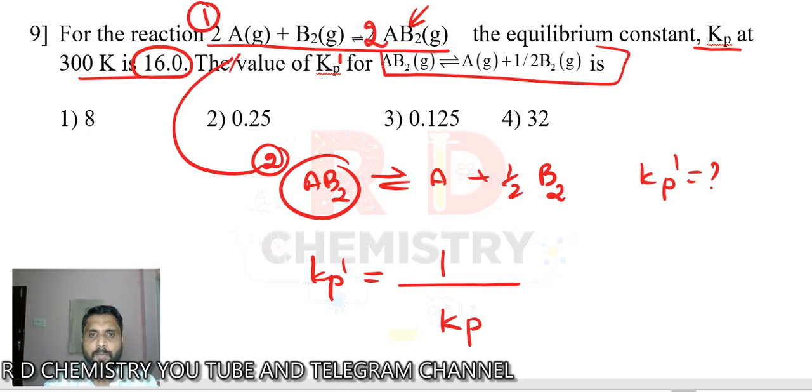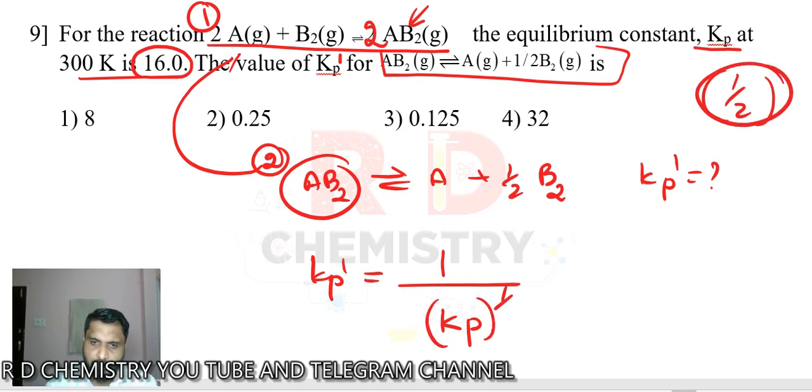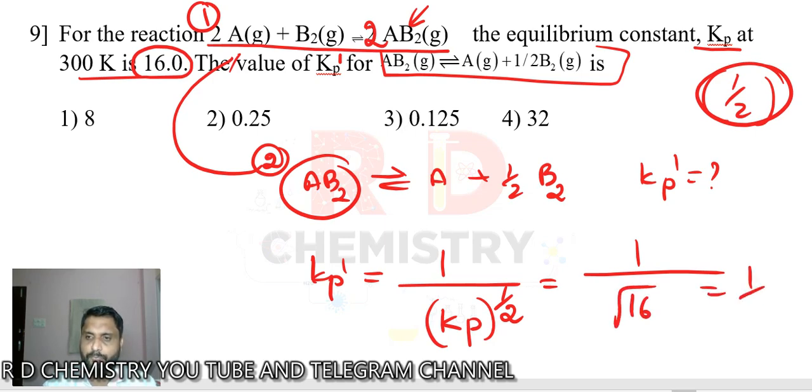What they have done? They are divided by 2, or multiply by half. So what they have done is entire equation multiplied by half. 1 by 2 they are multiplied. Which number you multiply? Half. So if you remember, power to the half. Okay, clear? It is equal to 1 divided by Kp, given previously 16, to the power half means square root. So it is 1 by 4 actually, which is equal to 0.25. Okay, right? So the answer is option number 2. Clear?